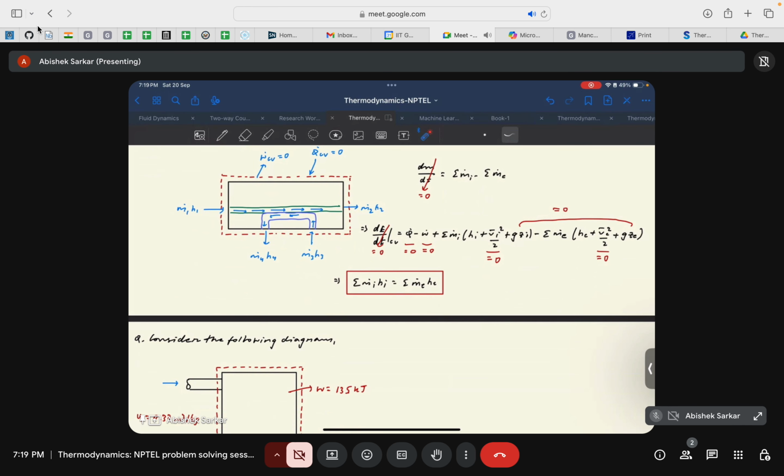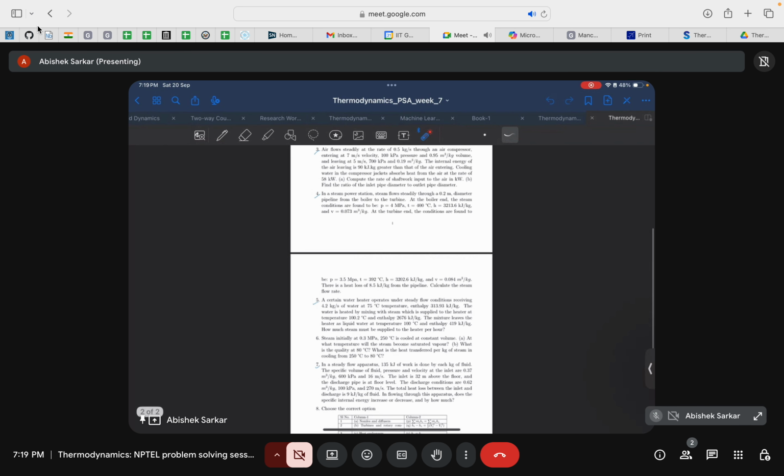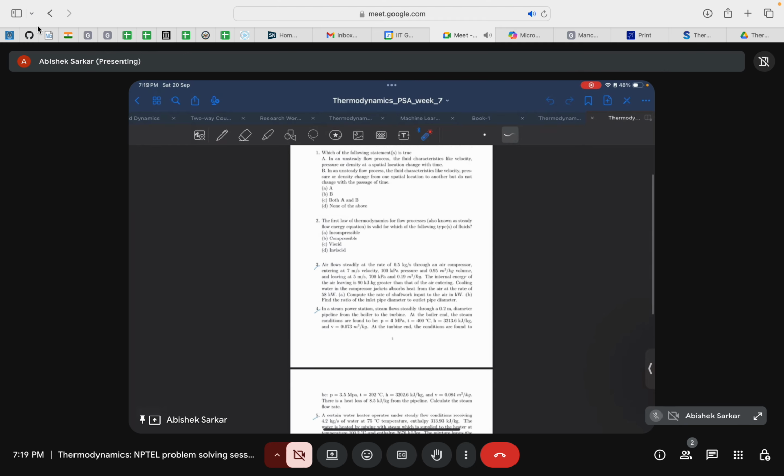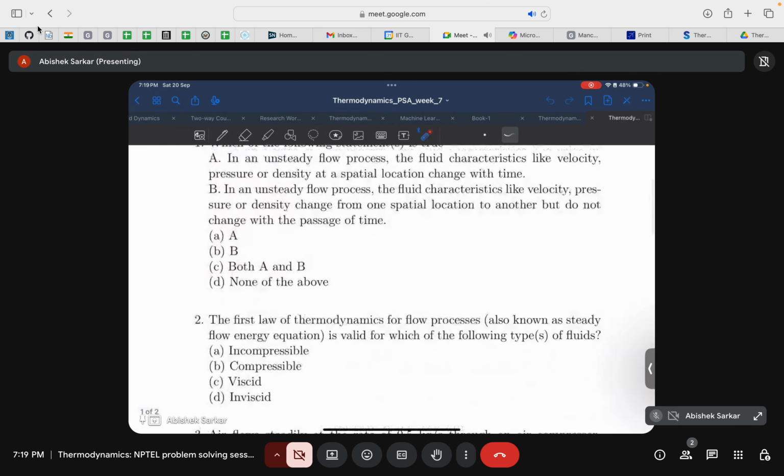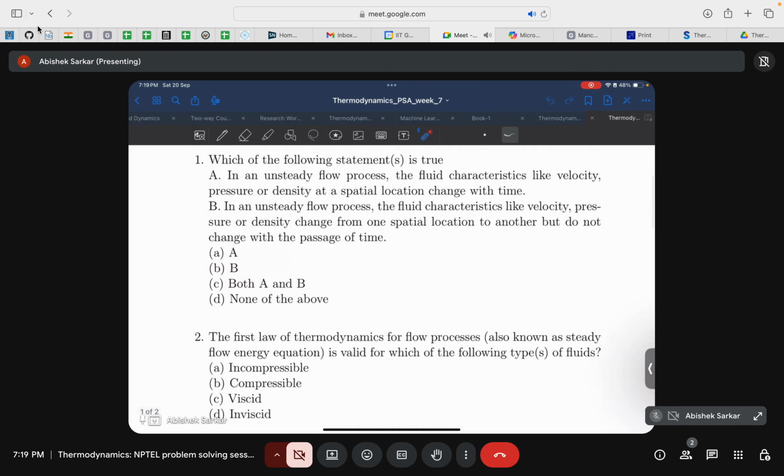That's all for the theoretical part of today's discussion. Now let us go directly to the question and answer part. I hope the question is visible. This is the first question. I'll give you 2 minutes to look into the question and see which is correct, and then we can discuss the answer. So 2 minutes, you can start.